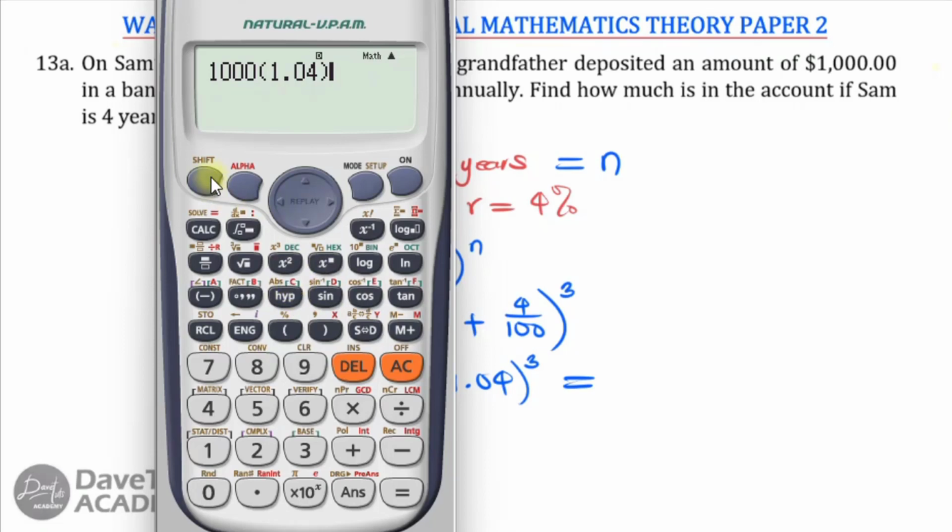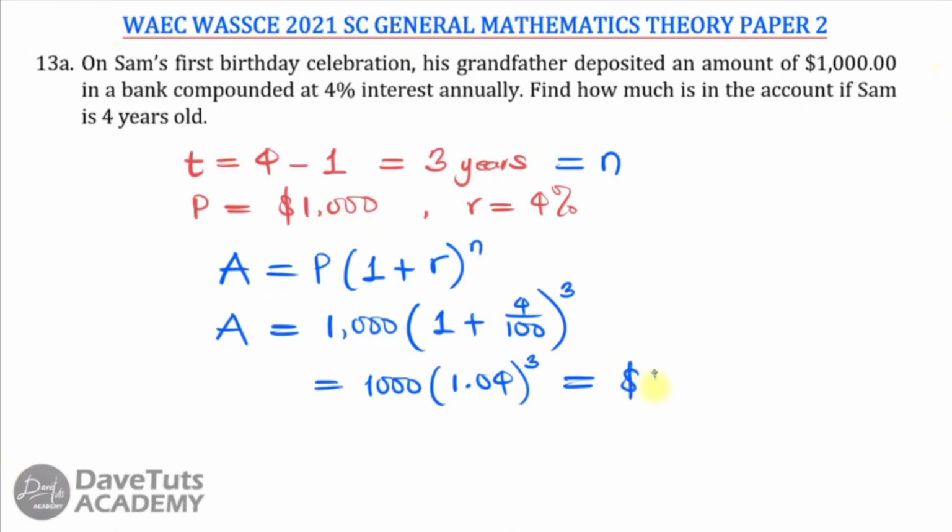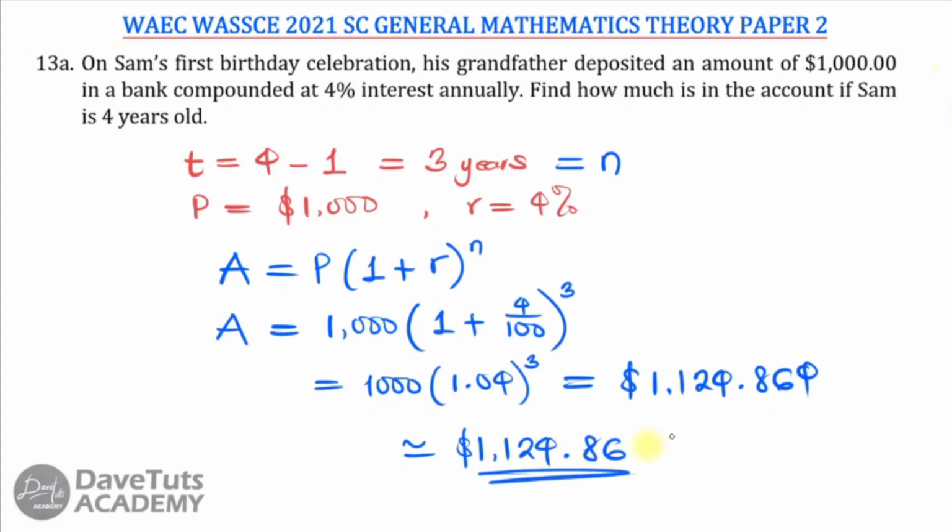So I can say shift square, and we can get 1124.864. Generally, in finances, we only have 2 decimal places, so we can say this is approximately 1124.86. We round down to 6 because the next digit is not up to 5, and we only retain 6, and this will be the answer for us.